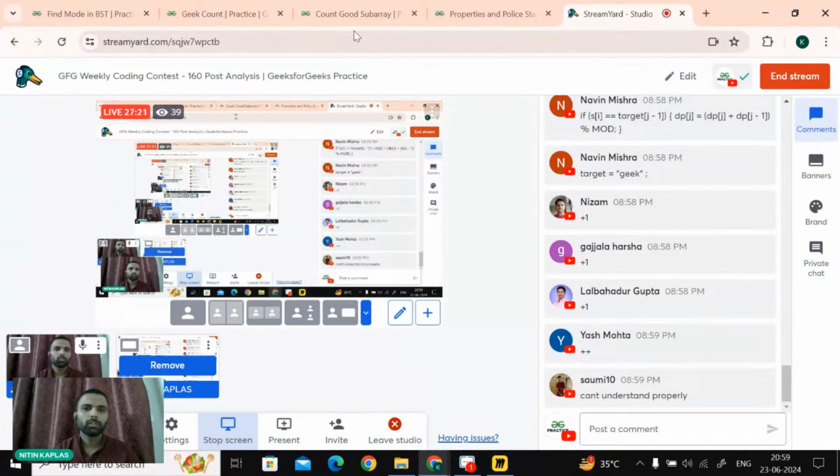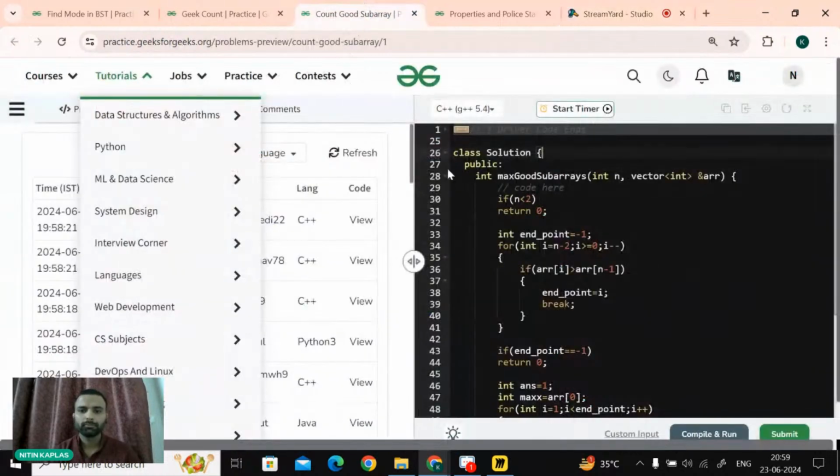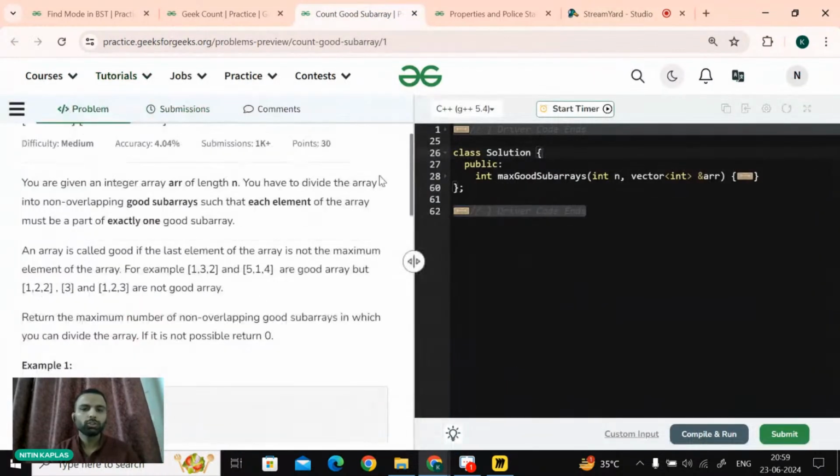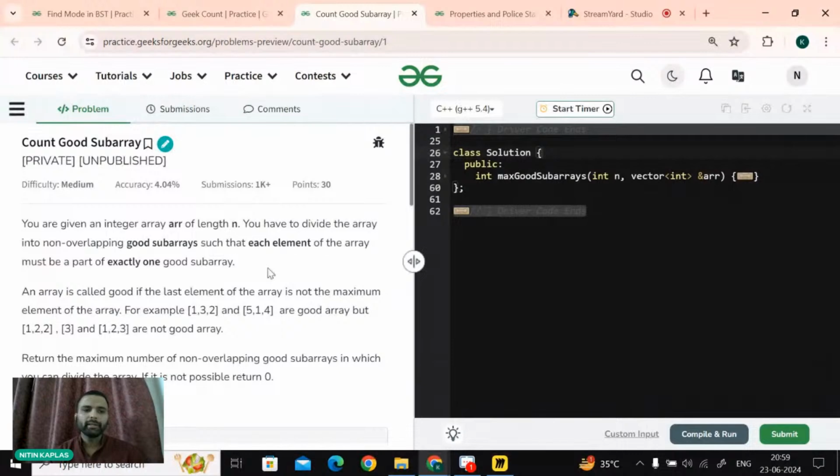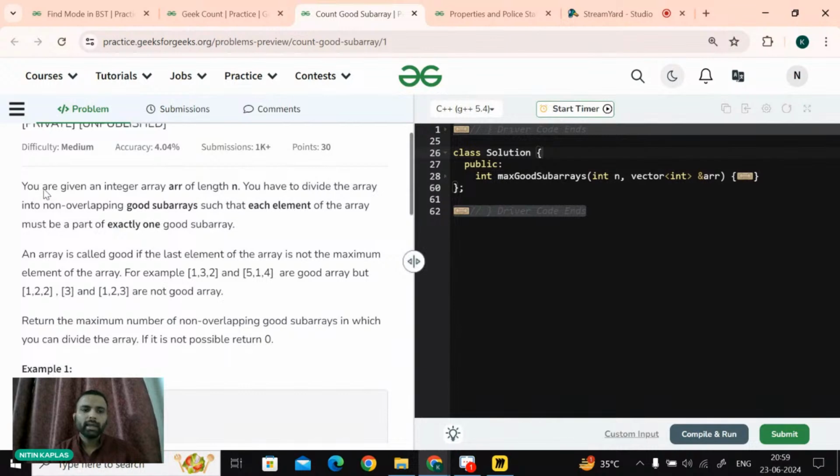Okay, so let's move to our third question. In the third question, you just have to count good subarrays, right? So in this case, you are given an integer array of length n, and you just have to divide the array into non-overlapping parts, right? Non-overlapping means it should not overlap, right?